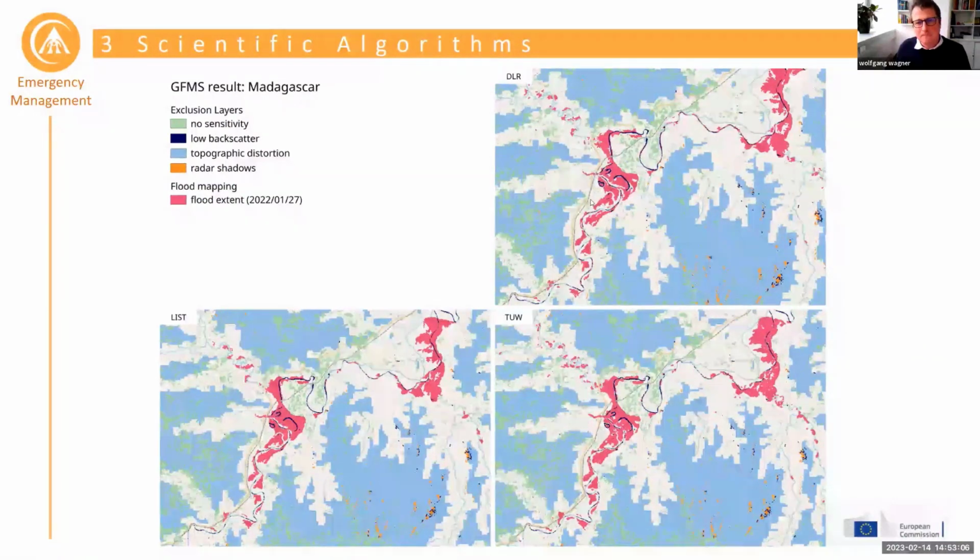Here's another example from Madagascar, from the three algorithms from DLR, LIST, and TU Wien. And that image already shows you some additional information. It shows you not just the flood extent areas, which are shown here in red. It also shows you that we mask in the products areas where we either cannot retrieve water bodies or where the topography doesn't allow that there would be any water. So we provide, along with the estimated water extent, a mask and exclude those areas from analysis. For example, we call them here no sensitivity layers, low backscatter layers, topographic distortion, or radar shadows. But overall, you see that the three algorithms here in that case agree very nicely.